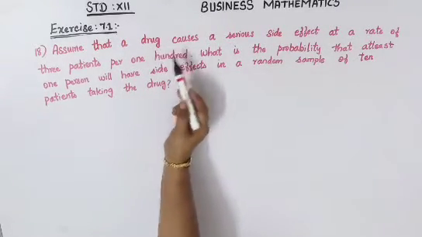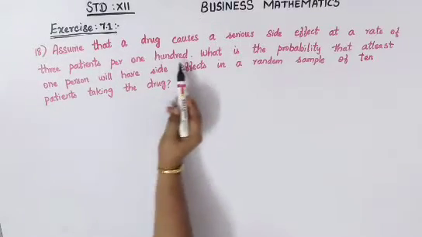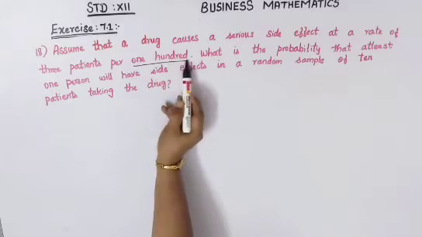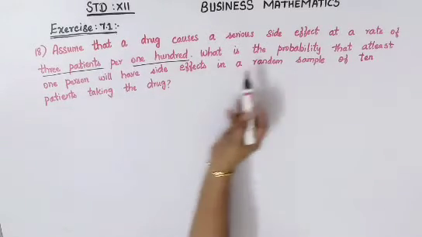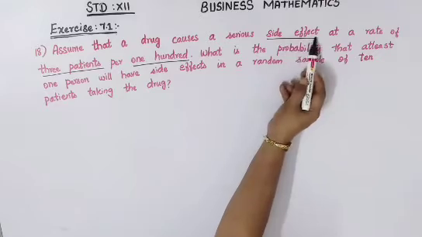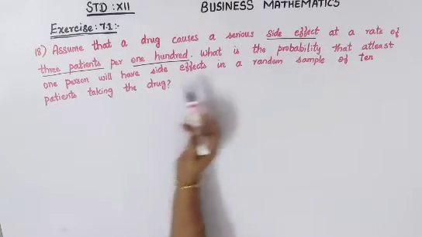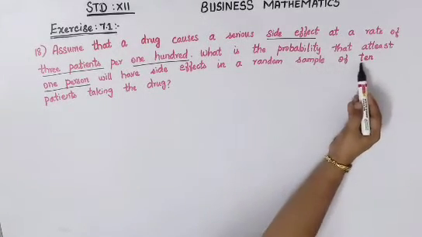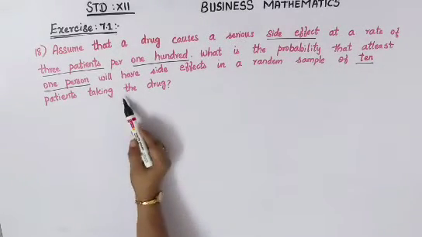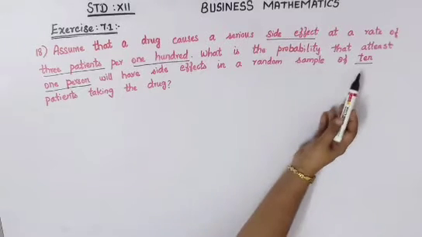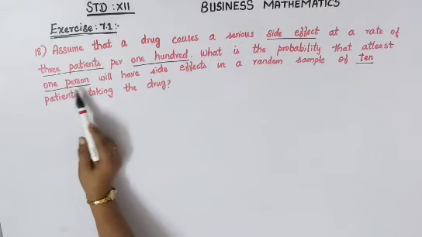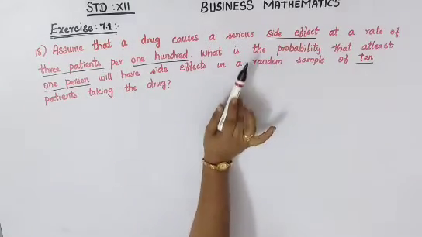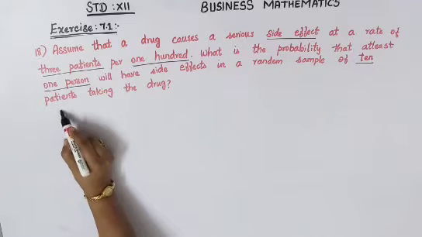In that 3 patients per 100, they are asking you to assume that in 100, 3 patients are getting affected, so they will have side effects. So what is the probability that at least one person in a random sample of 10 patients has a side effect? That is what we have to find. So first we'll go with the probability.